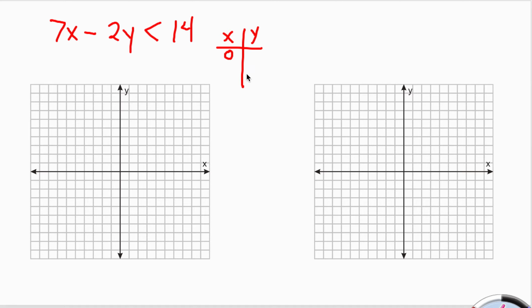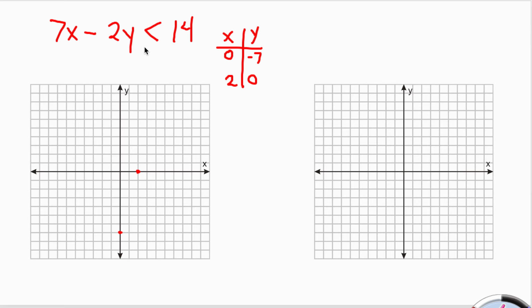So I'm going to let x be 0 and y be 0. If x is 0, 14 divided by negative 2 gives negative 7 for y. If y is 0, all I have to do is divide by 7. 14 divided by 7 is 2. There's my 2 points: 0, negative 7, and 2, 0.